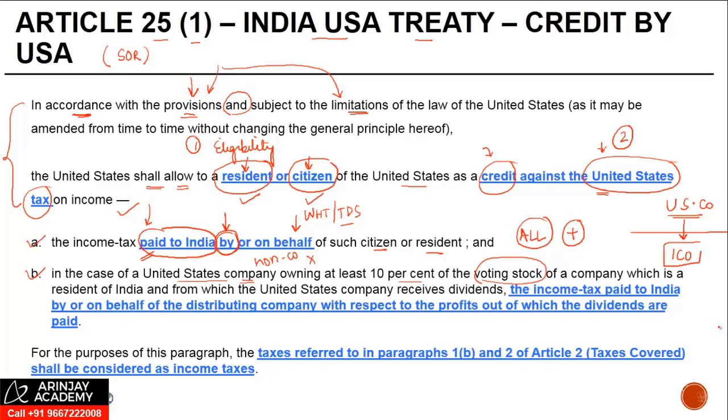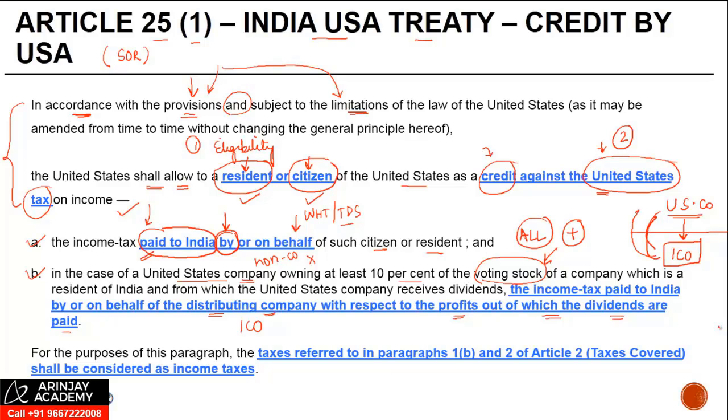So if this company is owning at least 10% of the voting stock, not the preference shares, of the voting stock of a company, which is a resident of India and from which the US company receives a dividend. So if this company is a resident of India and this company gives dividend to the United States company, right? The income tax paid to India by or on behalf of the distributing company, which is the Indian company, with respect to the profits out of which the dividends are paid.